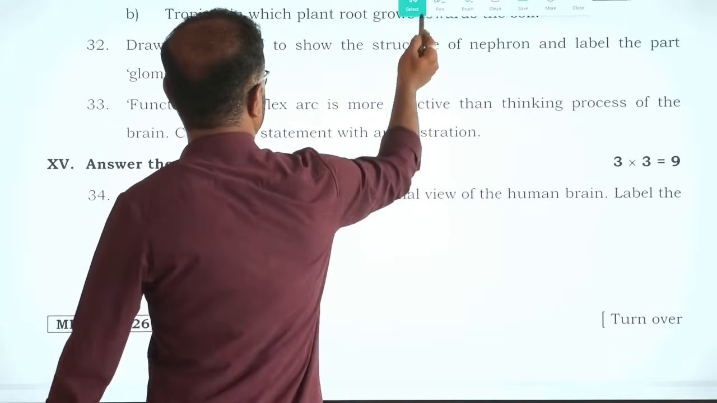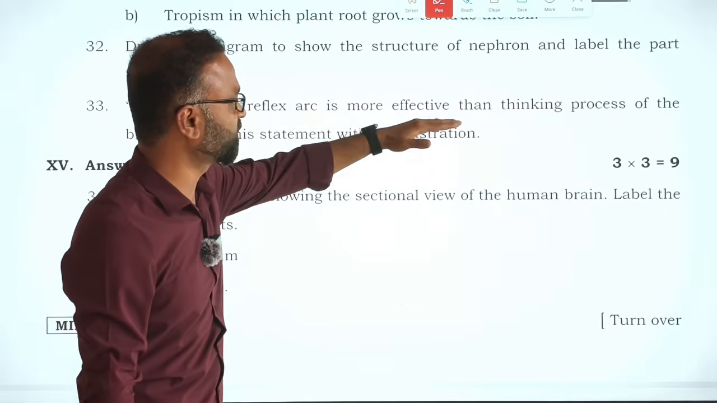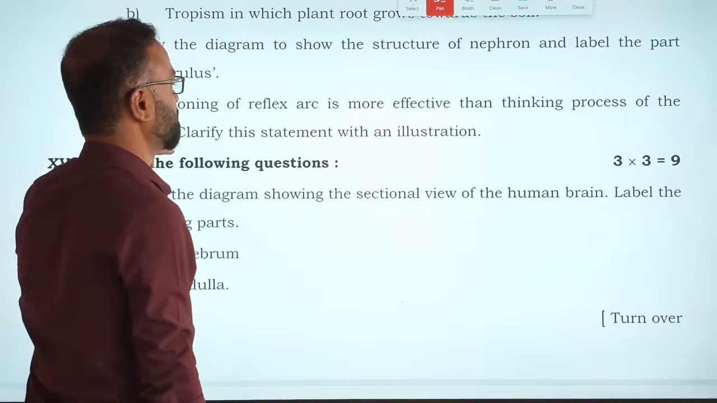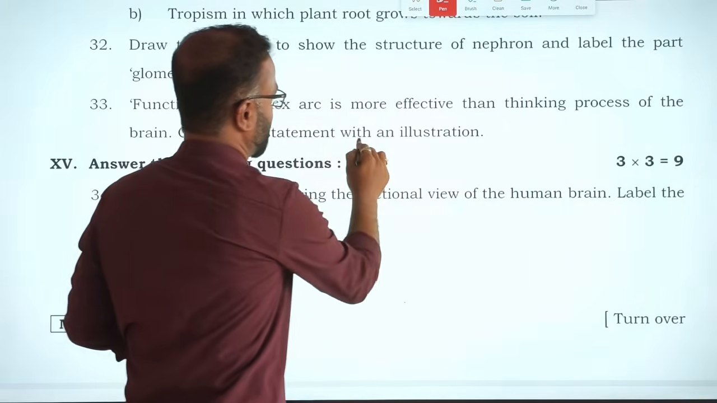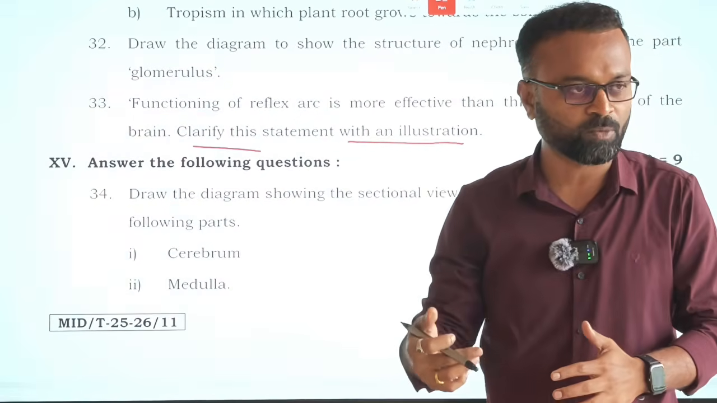33rd question you see here. Functioning of the reflex arc is more effective than the thinking process of the brain or the cerebrum. Clarify this statement with an illustration. Take an example of touching a hot object.